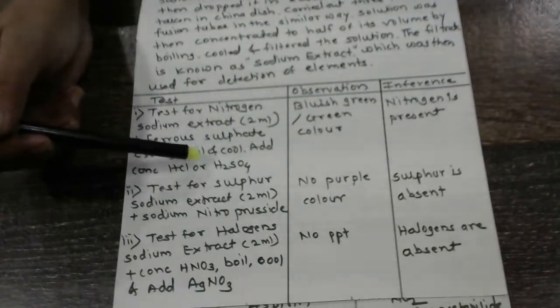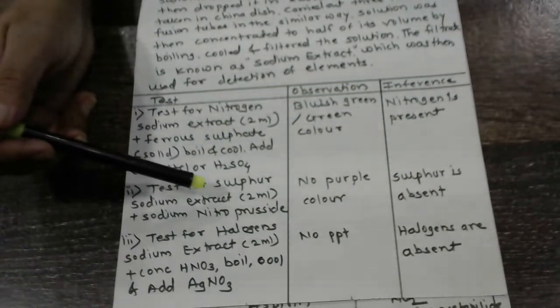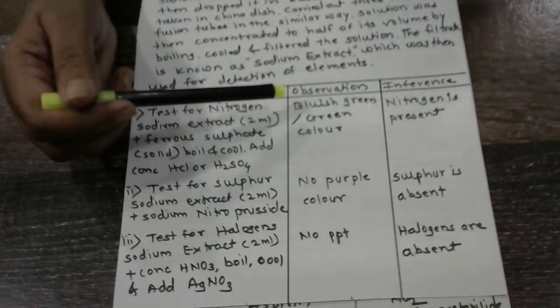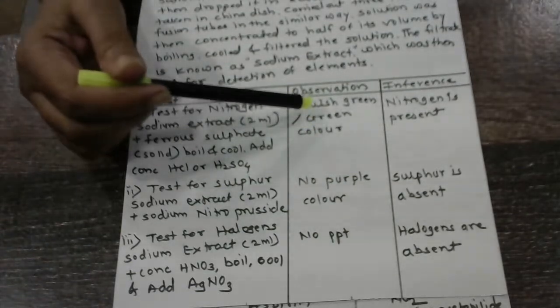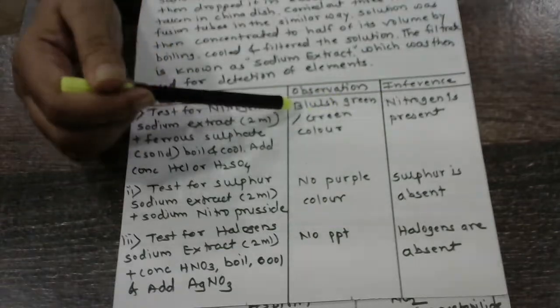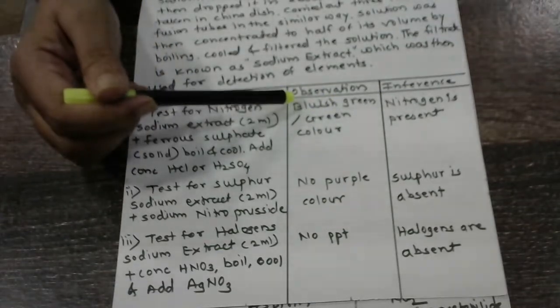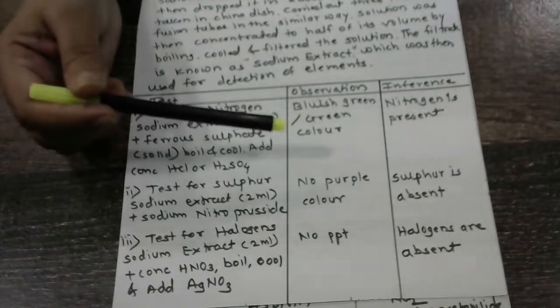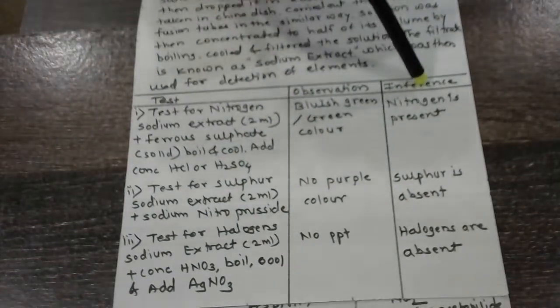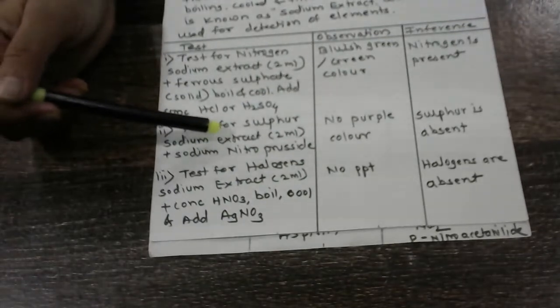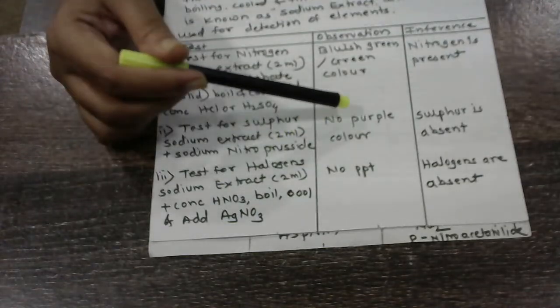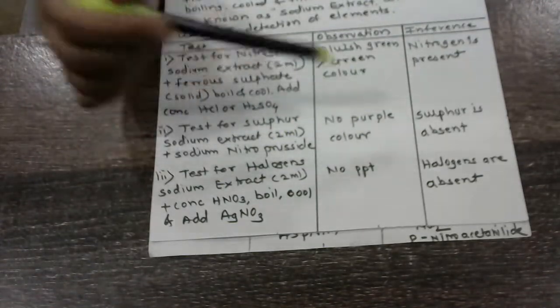Then boil, cool and add concentrated HCl or H2SO4. Depending upon whether we added HCl or H2SO4, we get either bluish green color or green color. So in the second compound we get bluish green or green color, that is, nitrogen is present in the second compound. Now go to the test for sulfur, where we take sodium extract 2 ml plus sodium nitroprusside. We do not get purple color, so sulfur is absent.